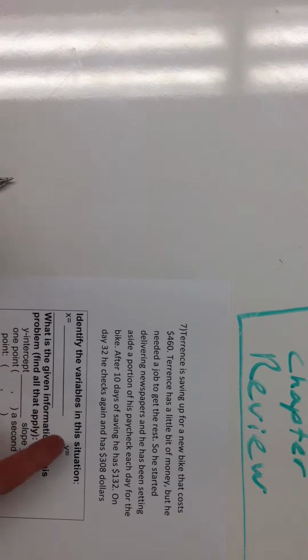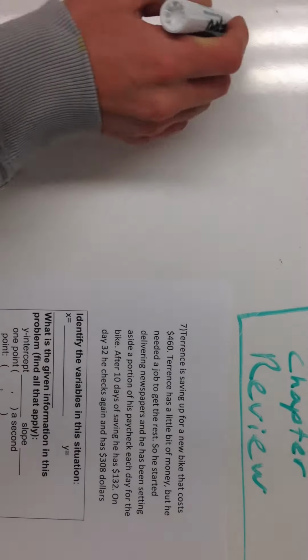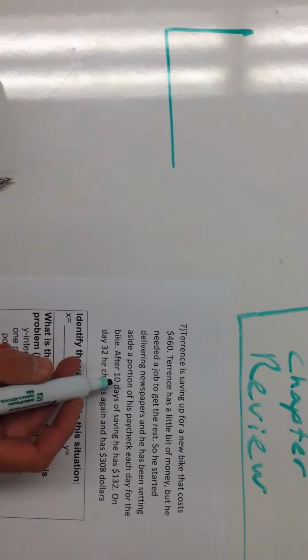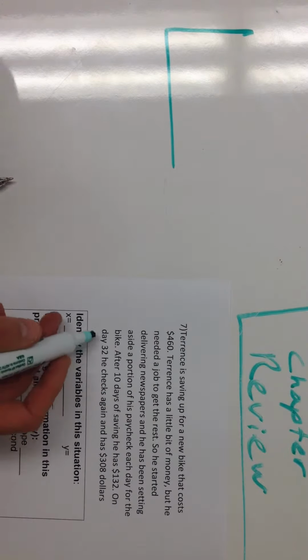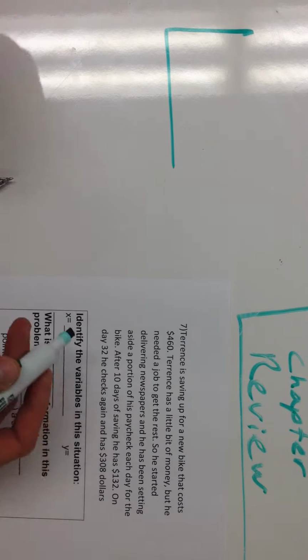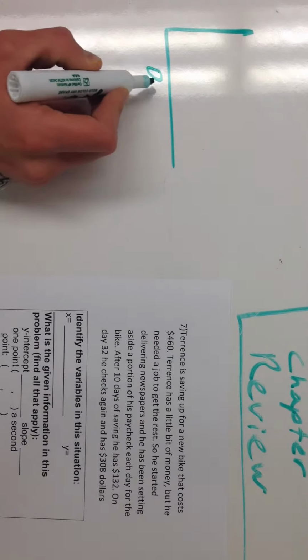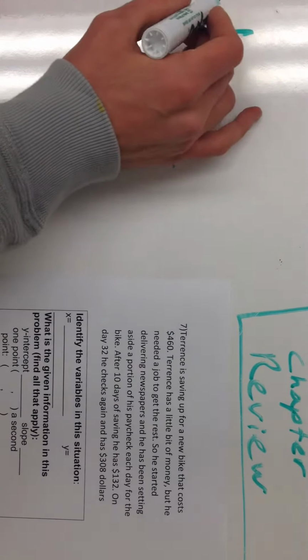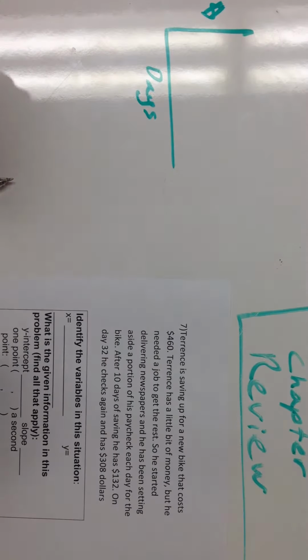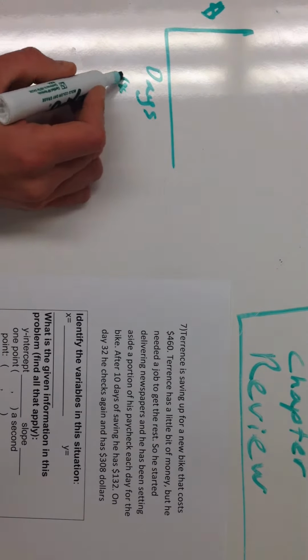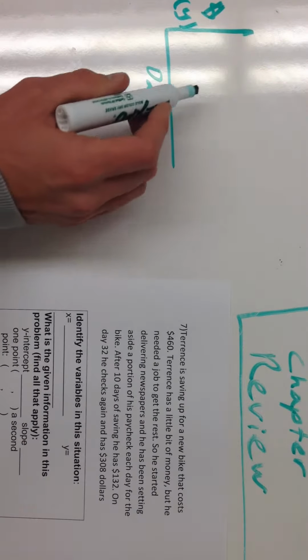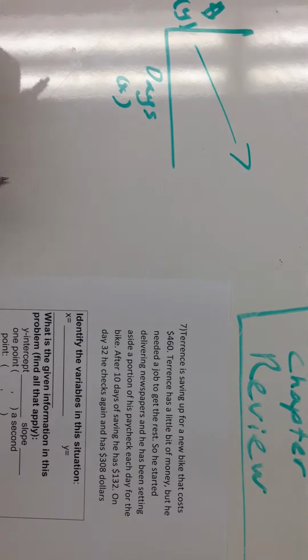So I need to figure out what the variables mean in this situation. It's a good idea to draw a little graph. What we're basically talking about is, after a certain amount of days is a certain amount of money. Basically, we're measuring time in days versus his money saved for a bike. The days are the x-axis and this is the y-axis, because the more days he has, hopefully his savings is going up. Right?